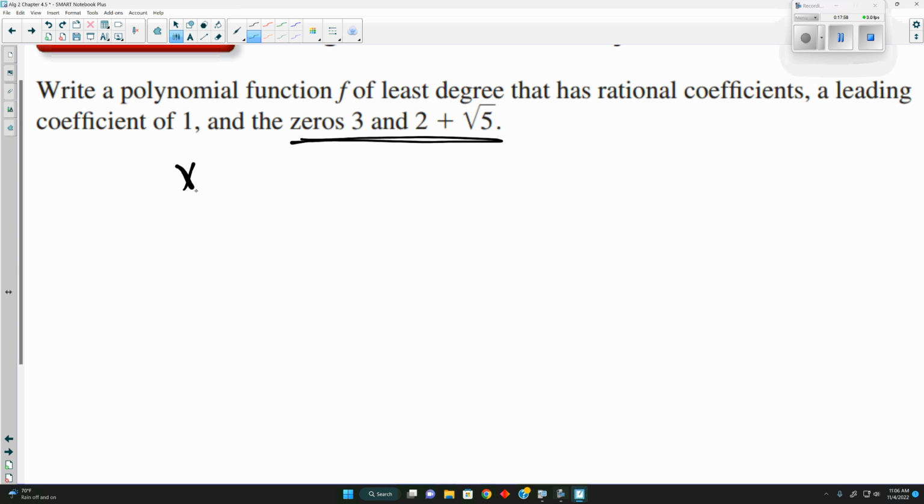What this is saying is that x is equal to 3 and that x is equal to 2 plus the square root of 5. When it says it's a zero, it's a solution. It's saying that for the given polynomial function, we have that x is equal to 3 and x is equal to 2 plus the square root of 5.